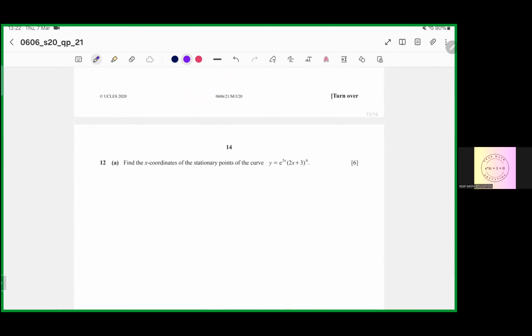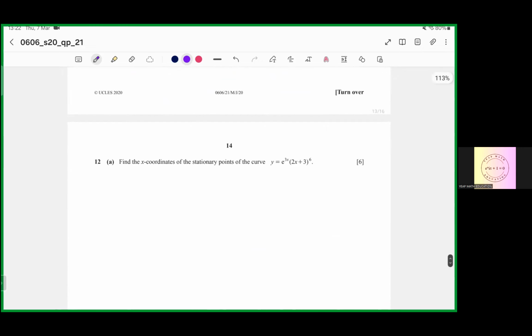Okay, now we look at the last question. Question A. Find the x coordinate of the stationary point of the curve y equals e to the power of 3x, bracket 2x plus 3. Okay, dy/dx, here I put 3e^(3x) times (2x plus 3)^6 plus 6 bracket 2x plus 3 to the power of 5 times e^(3x).